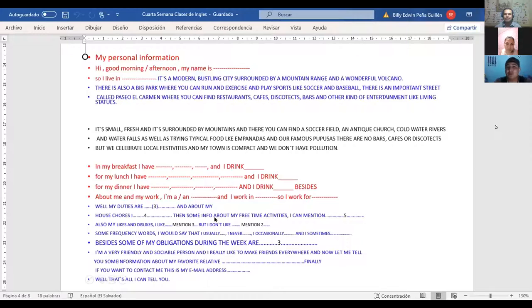By a mountain range and a wonderful volcano. There is also a big park where you can run and exercise and play soccer and baseball. There is an important street, Paseo El Carmen, where you can find restaurants, cafes, discotheques, bars, and other kinds of entertainment.